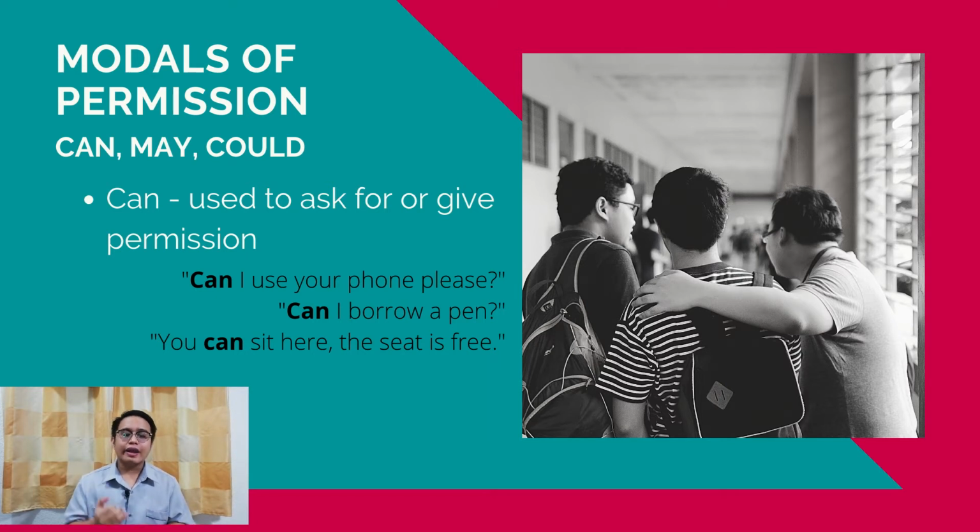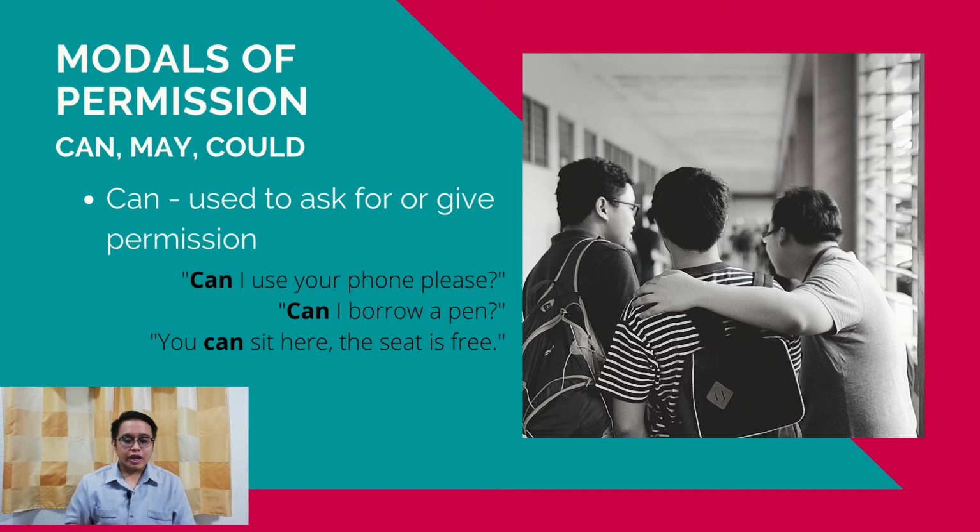Okay? Now, can is used to ask for or give permission. So, you ask for something or you ask for permission. Or to give, you ask for permission, or you give them permission. You are the one giving or receiving permission. So, for example, in our example, can I use your mobile phone? Can I borrow your cellphone? Good. So, that is can.